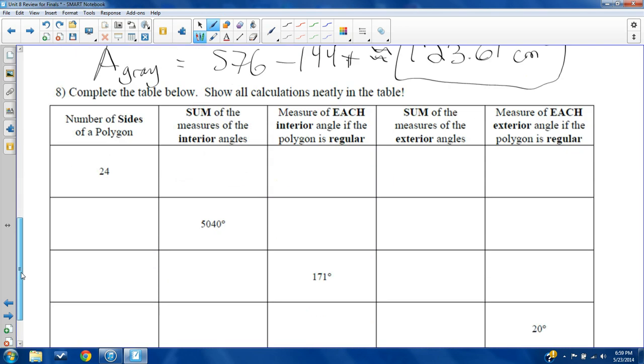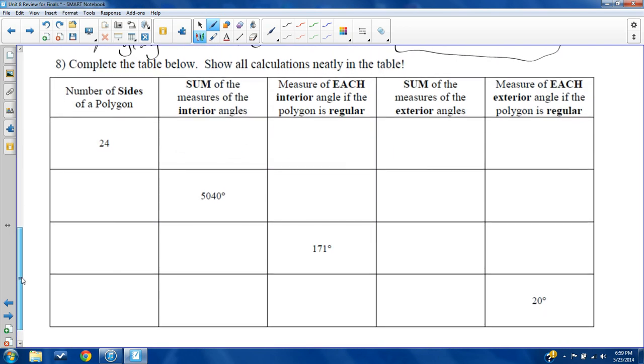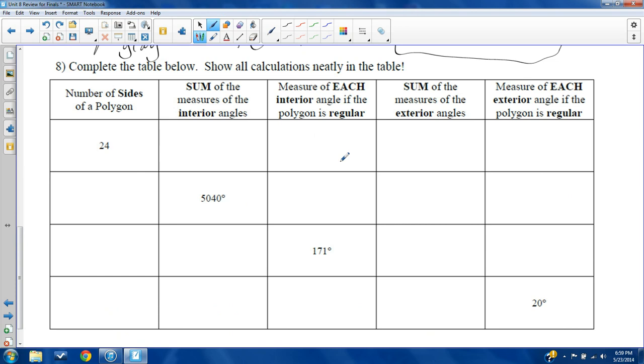Cool. Okay, complete the table below, show all calculations neatly in each table. I want to rummage through this one quickly. First of all, the sum of the measures of the exterior angles. You got to automatically put 360, and this will help you find all of them. I'm not even going to show you alternative ways to find them. I'm just going to find them for you. Number one, the number of sides of the polygon is 24. If that's 24, you can automatically find the measure of each exterior angle by 360 over 24.